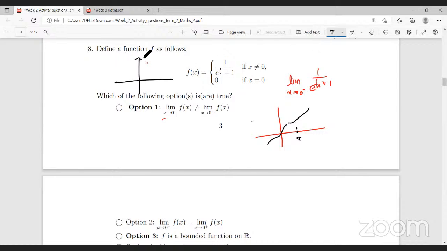But the option says LHL and RHL are not equal, so option 1 is wrong. If I put x equals 0 here, I will get e to the power infinity. If I approach this, 1 upon infinity is 0 only.